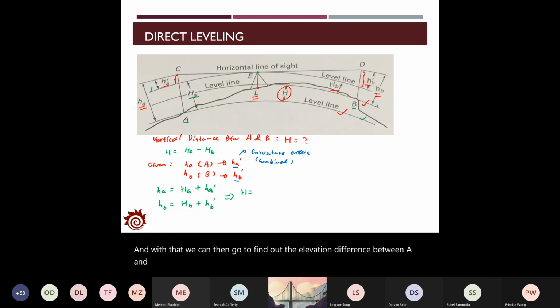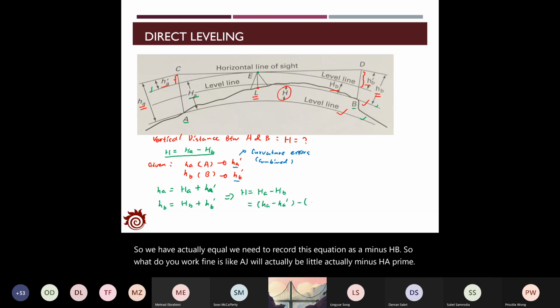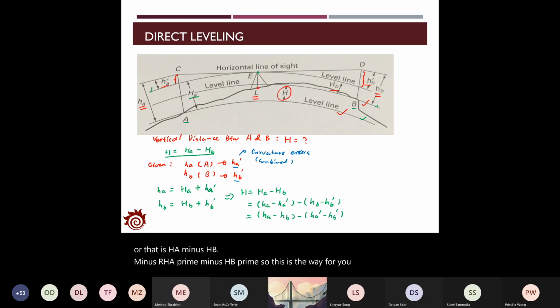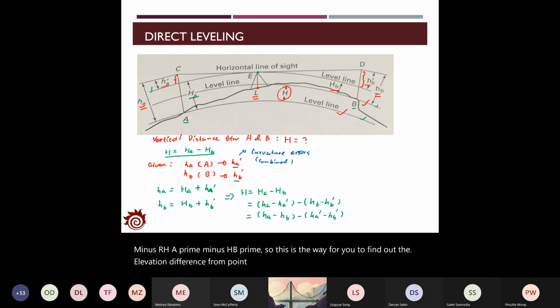So we have H equal, we need to recall this equation, HA minus HB. So what you will find is that H will actually be little ha minus HA prime minus little hb minus HB prime. So you can actually make some further simplification. That is ha minus hb minus HA prime minus HB prime. So this is the way for you to find out the elevation difference between point A and point B.